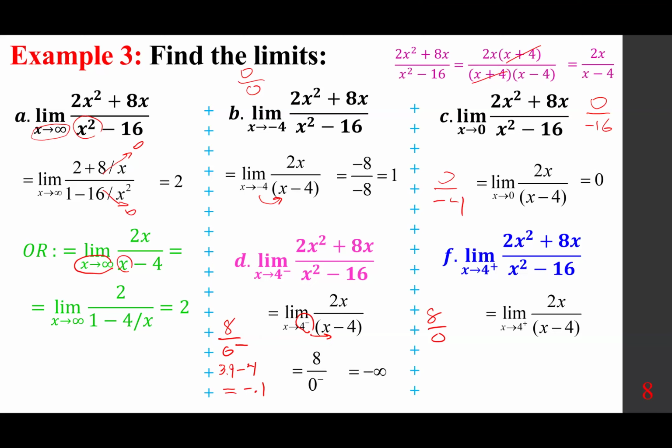However, in this case, if I plug in 4, then I get 4 from the right, like 4.1 minus 4 is positive 0.1, which makes this one 0 from the right. Positive over positive makes it positive, therefore the answer is positive infinity. So you want to be able to distinguish between the two and see the methodology by which you can easily come up with the answer.